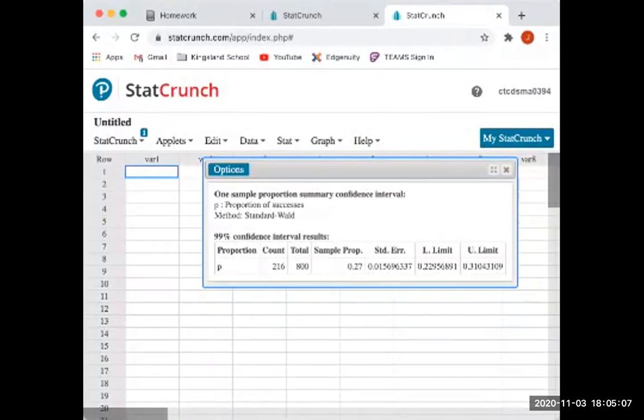Is between, and I'm just going to write the percent, 22.96% and 31.04%.